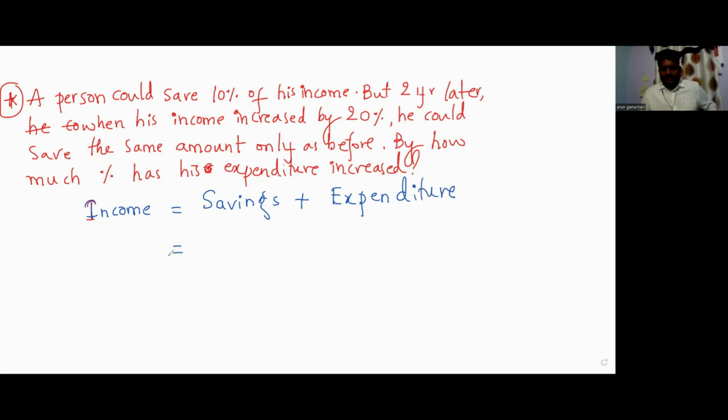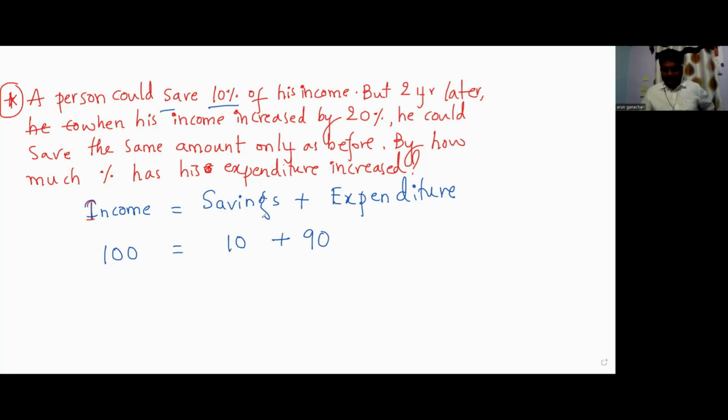So let us say the income was 100 rupees. If his income is 100 rupees, a person could save how much? 10% of his income. What is 10% of 100? 10. Yes or no? Yes, sir. If 10 was the savings, 90 was his expenditure. Understanding what we are doing here?